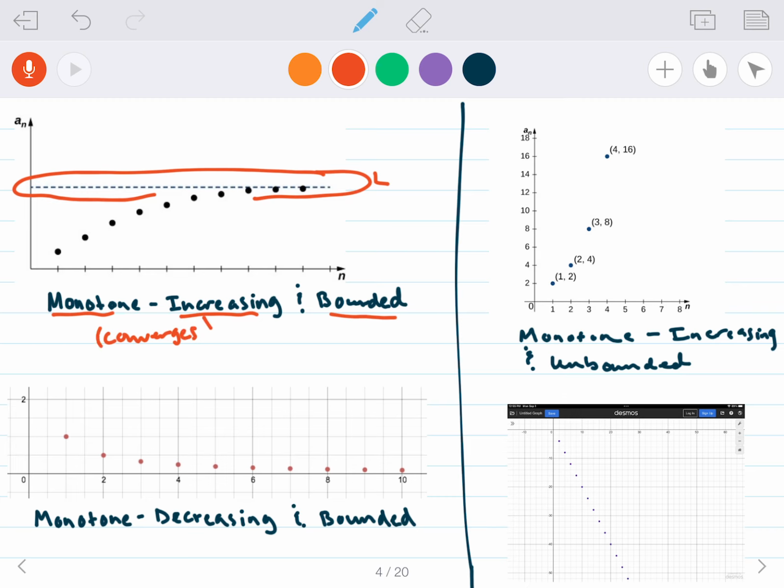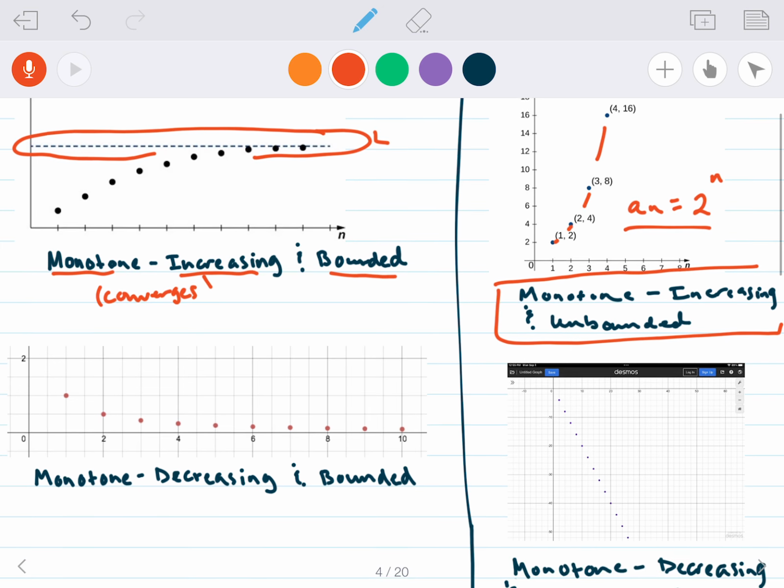Okay, so if we look to the right, monotone increasing and unbounded, there's no limit that this thing is approaching. And so it looks like our sequence here is going to be a_n equals 2^n. That's going to diverge. When n gets larger, so does a_n. So this is an example of a monotone increasing and unbounded function. So this is going to diverge to infinity.